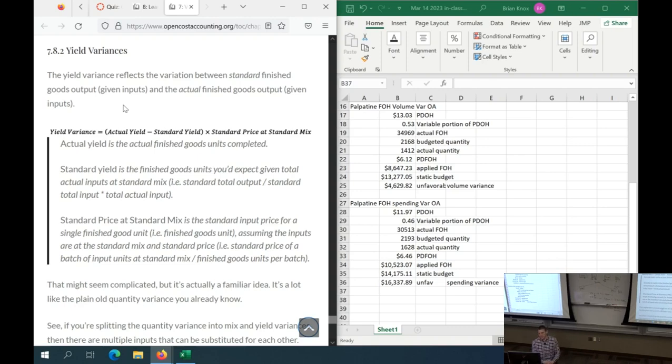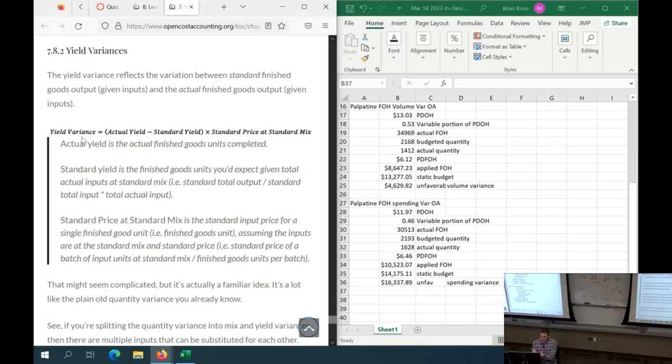So the basic idea is, given all the inputs that we have, leaving aside the mix variance, we should have produced this number of outputs. We actually produced this number of outputs, finished goods units being outputs. And so a certain amount of our quantity variance is due to that. In fact, that's the more traditional way of thinking about quantity variance.